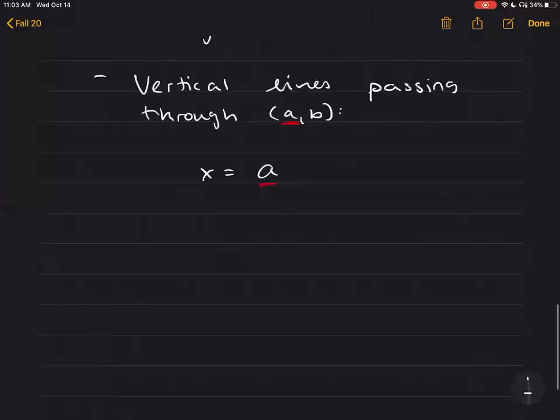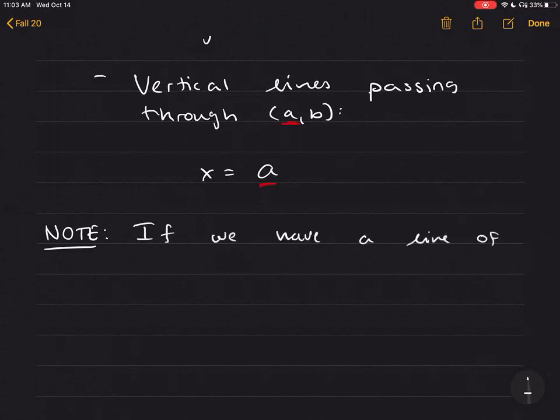Okay, a lot of information. One more thing to note. Note that if you have a line of slope m, another line is parallel to this line if it has the same slope, right?